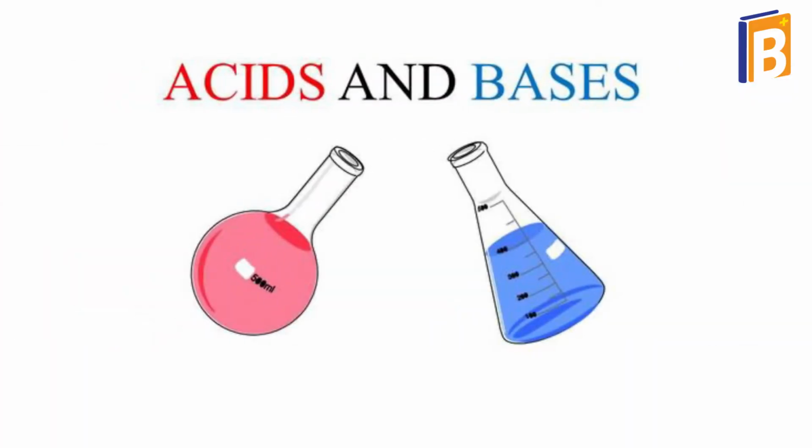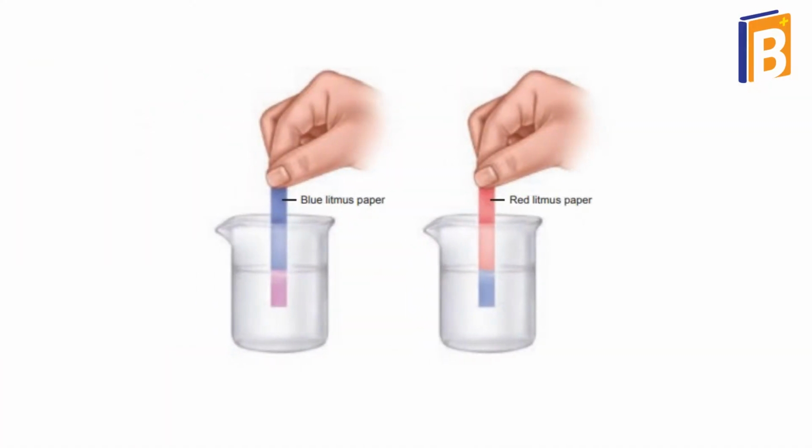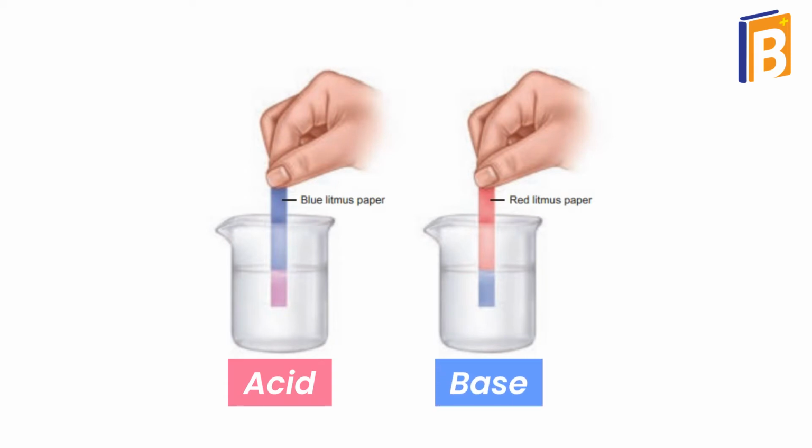Do you know why food is sometimes bitter or sour in taste? This is due to the presence of acids or bases in the food material. Acids are sour in taste while bases are bitter in taste. And we use litmus papers to check the presence of acids or bases. Acids change blue litmus to red, while bases change red litmus to blue.